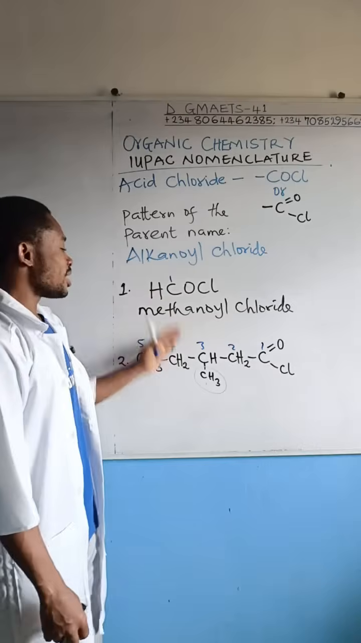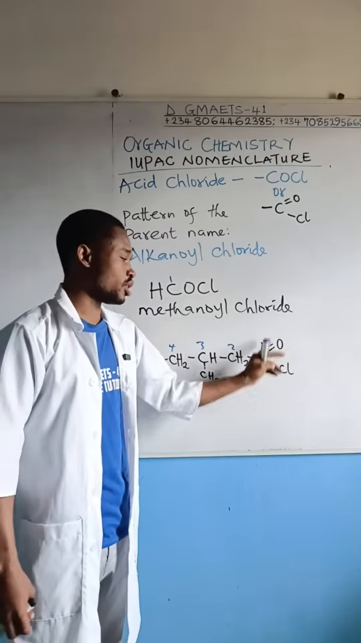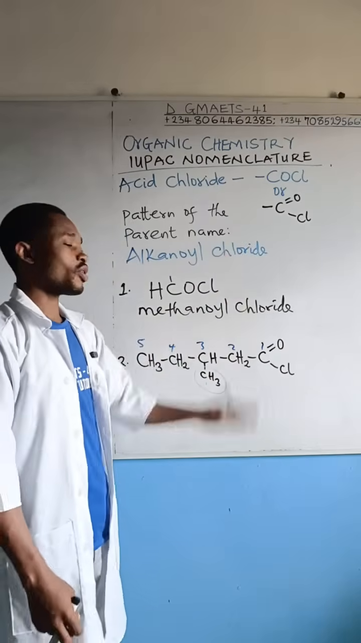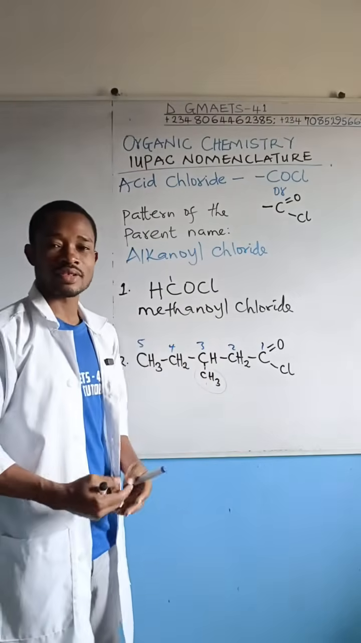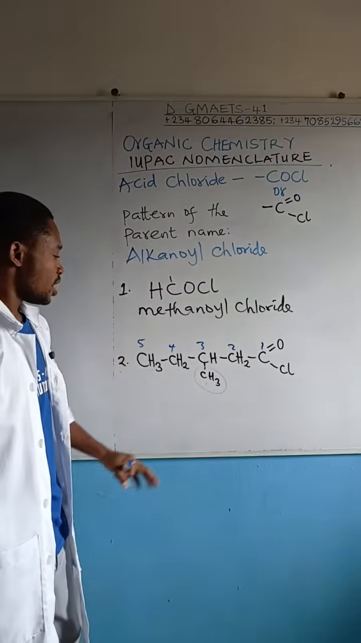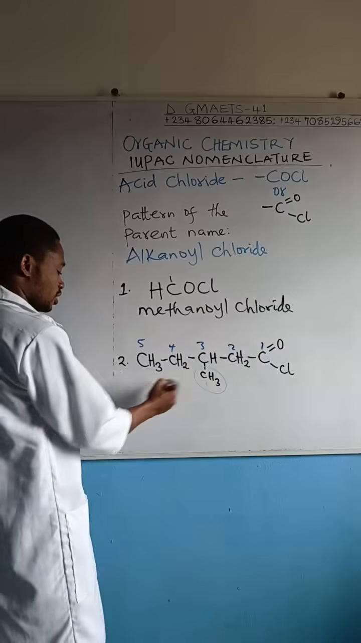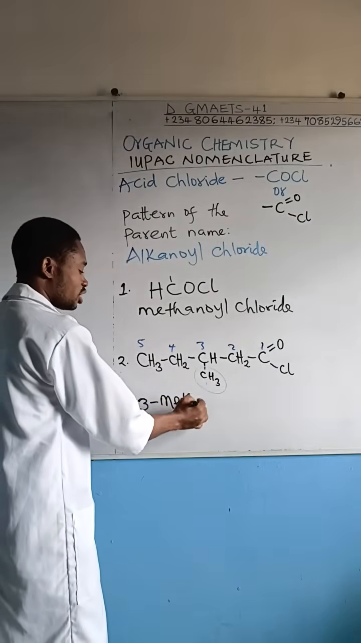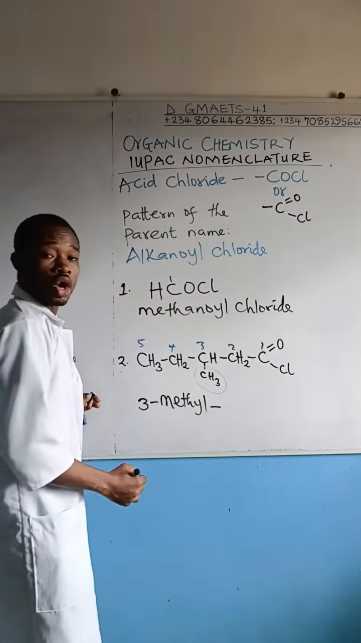Now, because this is an acid chloride, you can see the functional group COCl. It therefore means that we are going to get the name in the alkanoyl chloride concept. The 5 carbon atom parent is pentanoyl. Now, on the 3rd carbon atom, you have an attachment, so you have to mention that substituent first. On the 3rd carbon atom of the parent, you have a methyl attachment. So it becomes 3-methyl. No other substituent.